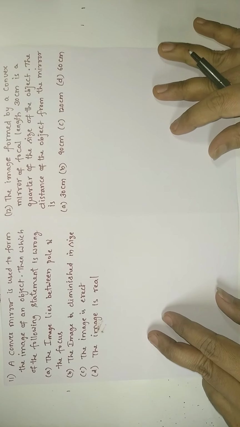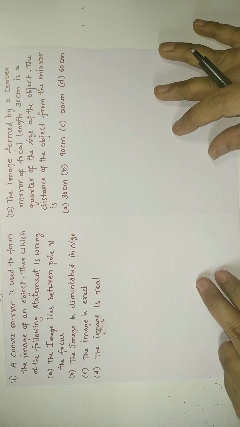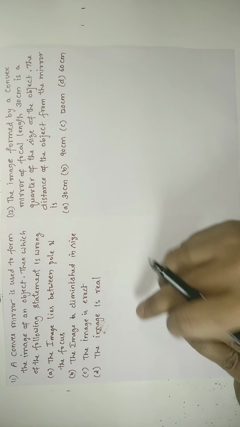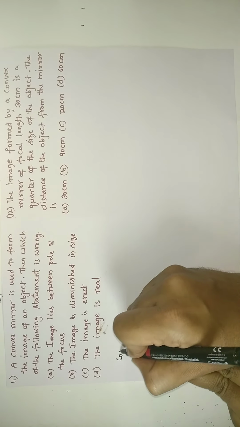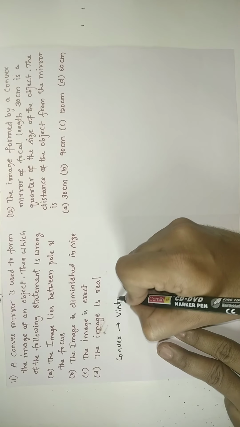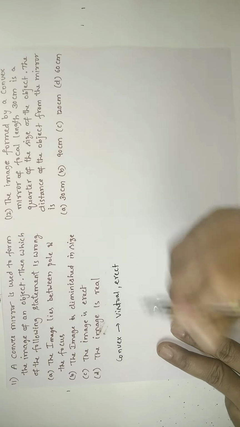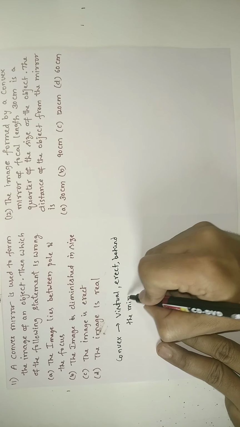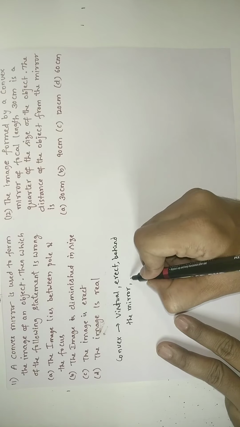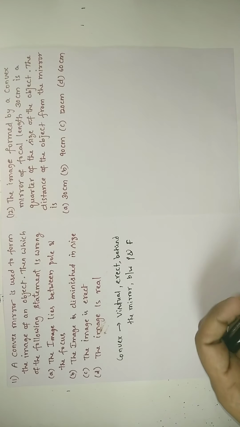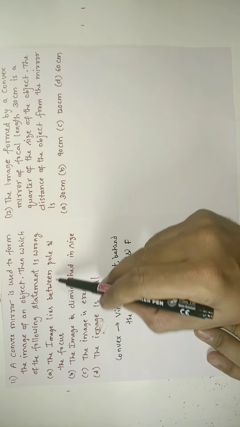Next. The question goes like this. You have a convex mirror which is used to form an image of an object. Then which of the following statements is wrong? So we have seen, in case of a convex mirror, the image formed will be always a virtual image. So once it is a virtual image, it has to be an erect image, and it will be formed behind the mirror, and it will be always between the pole and the focus. So just check out this result, recall this result. With this you will be able to account for this. So the image lies between pole and focus.